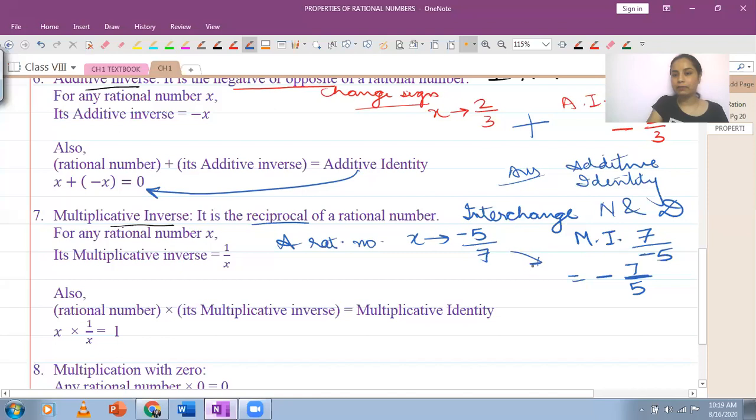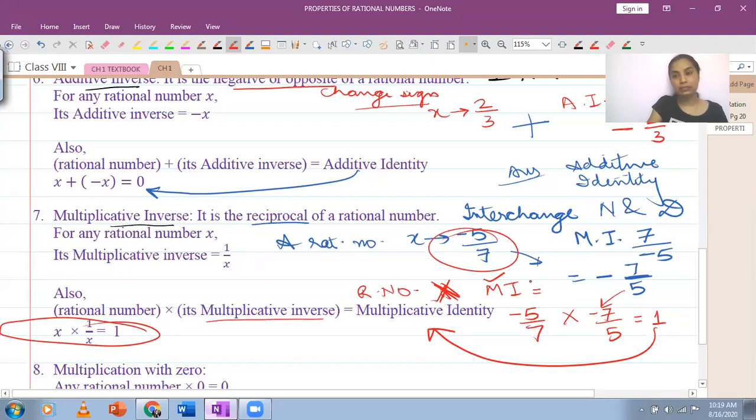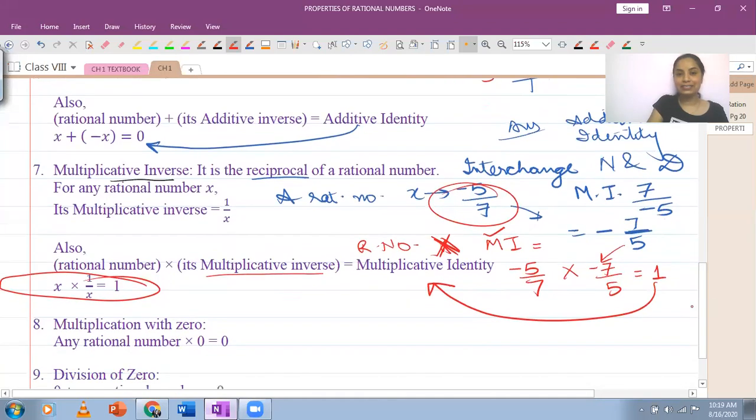So this is the multiplicative inverse. और अगर हम rational number और उसके inverse को, rational number and multiplicative inverse को multiply करें, what will be the answer? Minus 5 by 7, ये वाला number लिया मैंने और इसका जो inverse है उससे multiply कर दो. What will be the answer? 1. And this actually is the multiplicative identity. So this is what I have written here. अगर rational number को multiplicative inverse से multiply किया जाए तो आंसर क्या आएगा? Multiplicative identity आएगी.